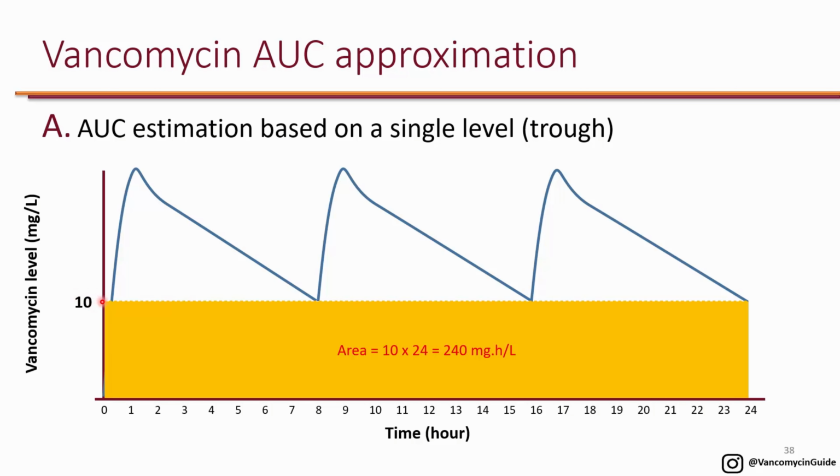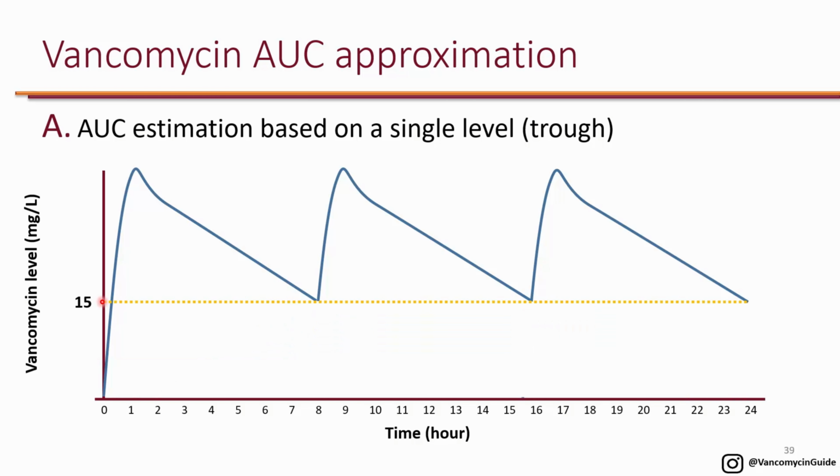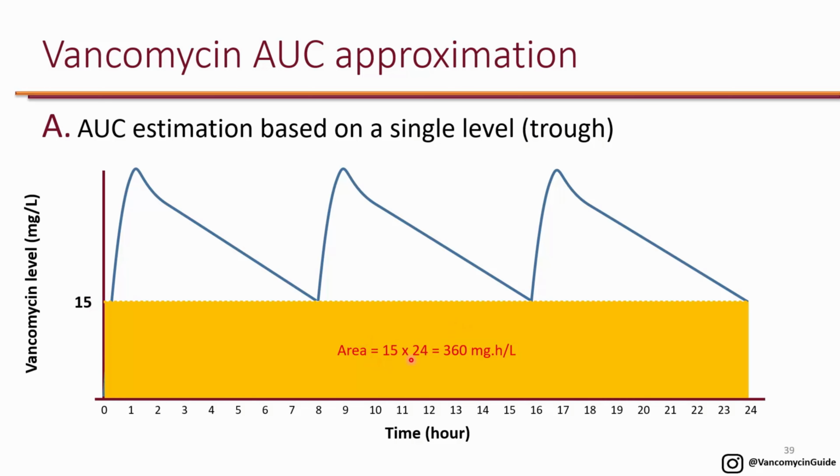So in a non-serious infection, if you have 10 to 15, of course if you have 15 times 24, that will give you 360. So now 360 is close to 400, and of course we have all of these areas at the very top. So I'm actually very confident that a trough of 15 will achieve 400. So for a non-serious infection, the old guidelines recommend a trough of 10 to 15. And they're saying that if you achieve a trough of 10 to 15, you probably had an AUC of at least 400. You can be confident.